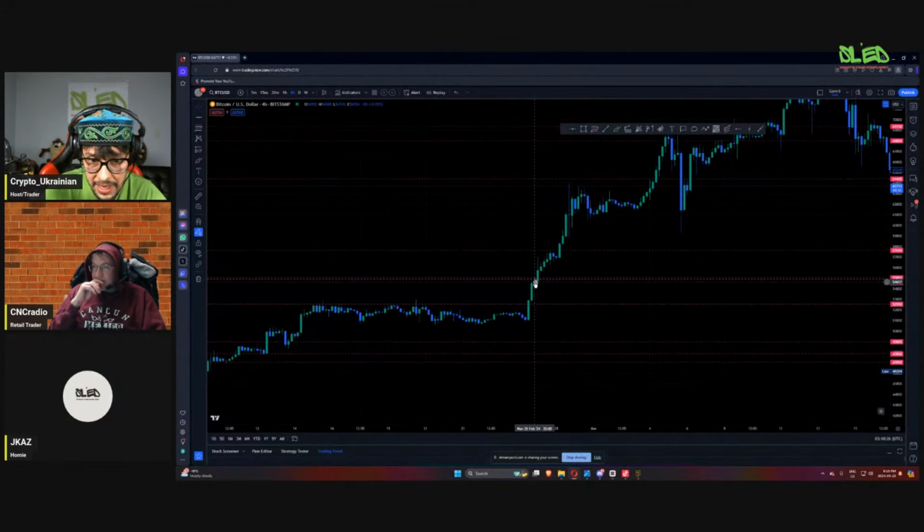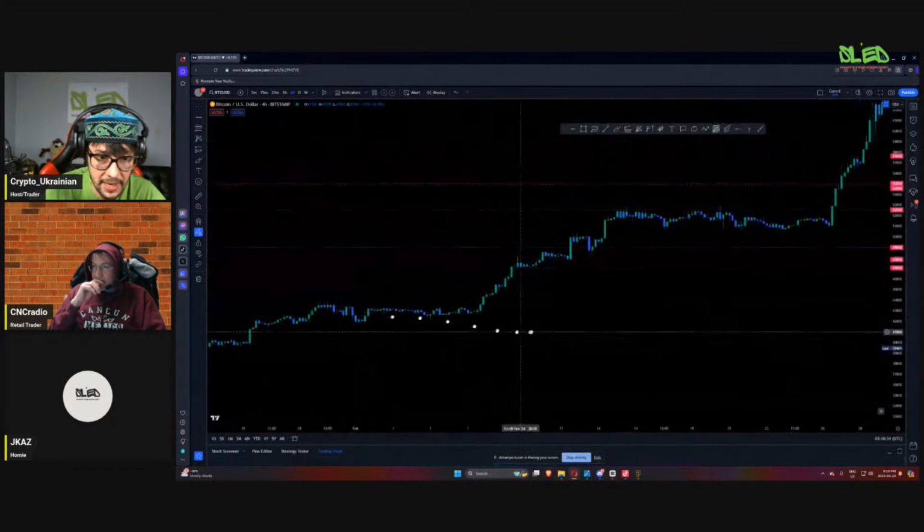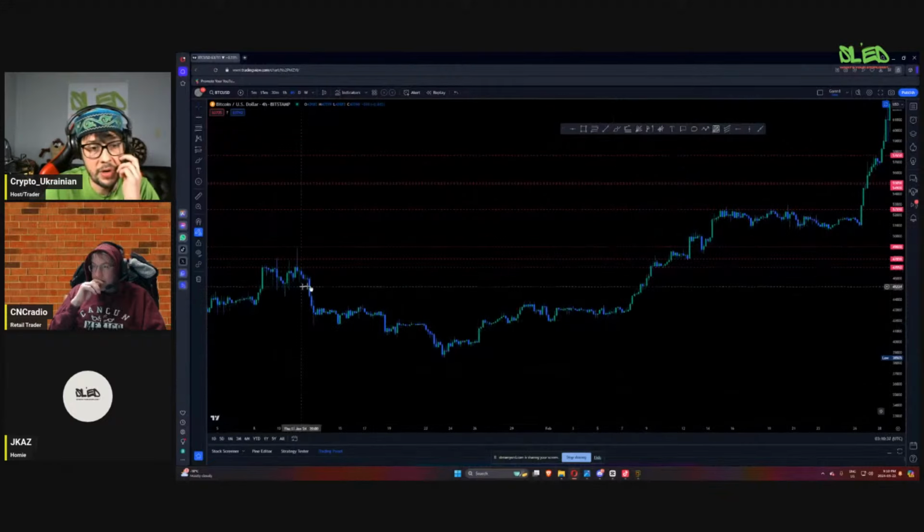Look, this line too. Touched it, but broke it hard. Touched it, consolidated, broke it. Touched it, touched it, touched it, broke it. We were moving in an uptrend. Trend is your friend. Again, look how perfect these levels are.